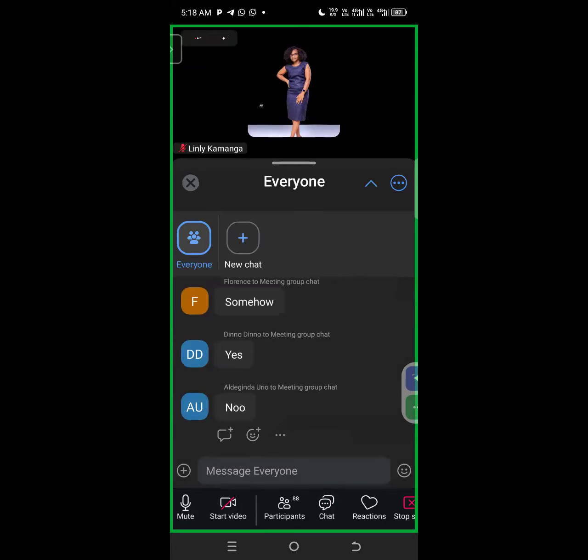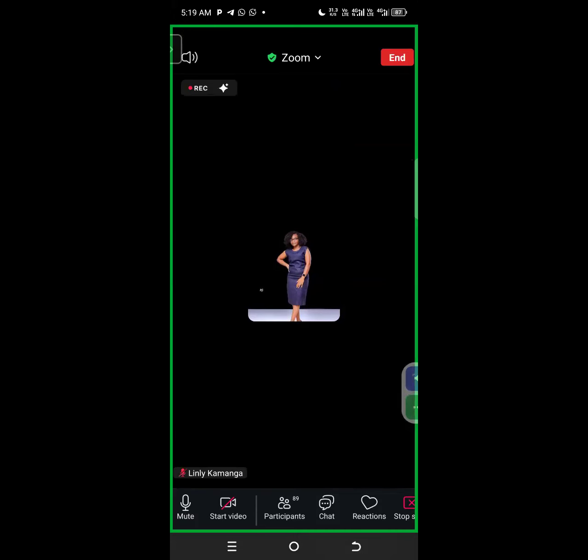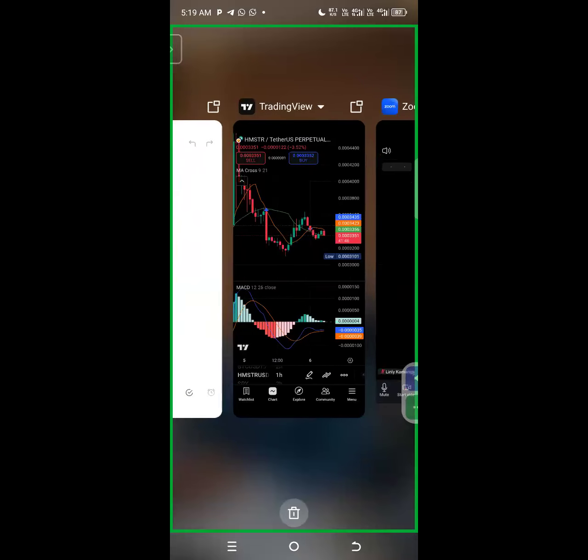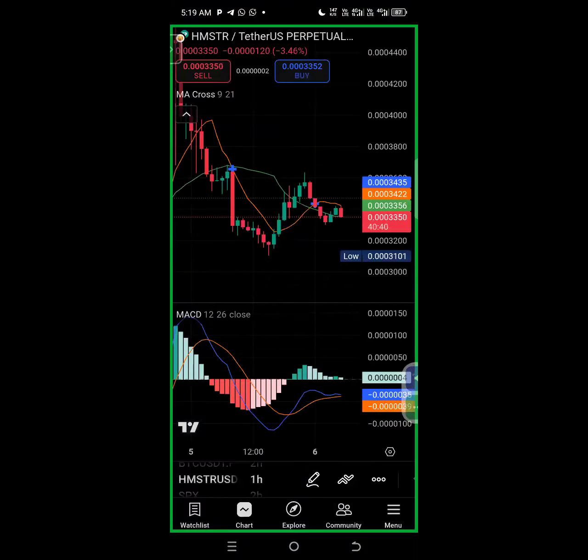Hmm? Okay, maybe let me change the assets. Maybe that will help you. Okay, now pay attention. So let's change the assets.